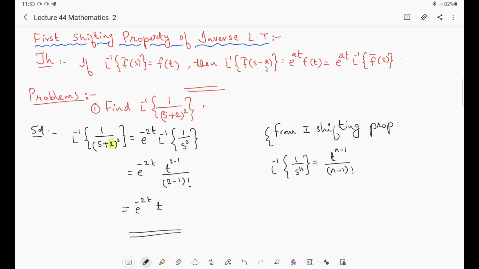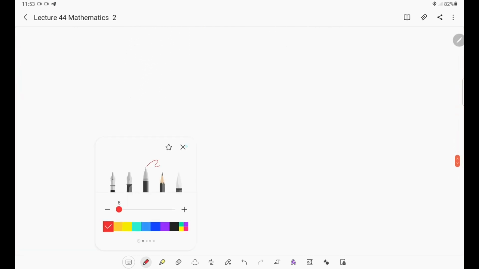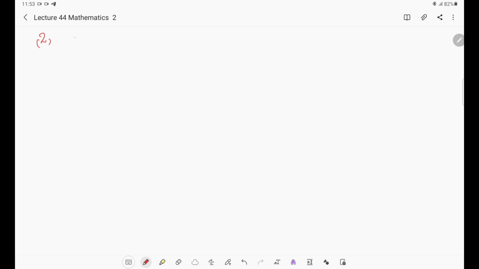We will see another problem in which we will be using the first shifting property. The second problem that we are going to see now is: find the inverse Laplace transform of (3s plus 2) divided by (s plus 1) whole cube. For this kind of problem, we have to use the first shifting property. For using it, everywhere s plus a or s minus a kind of thing should be there. Here we do not have s plus 1 in the numerator, so we have to bring s plus 1 there.